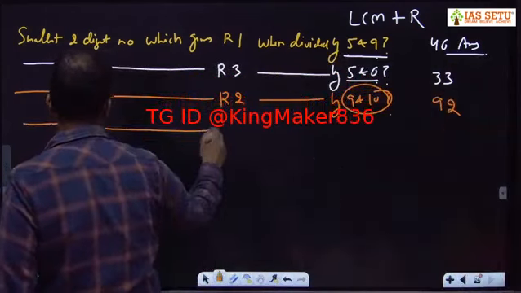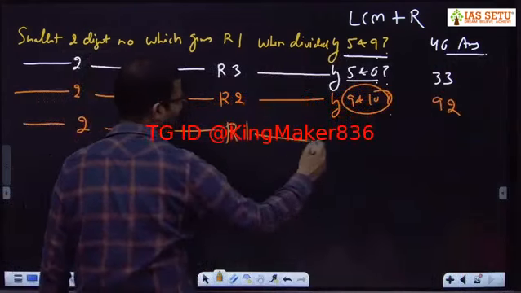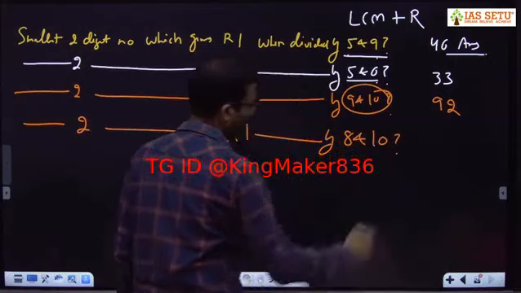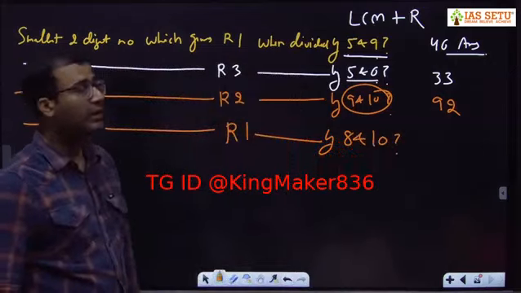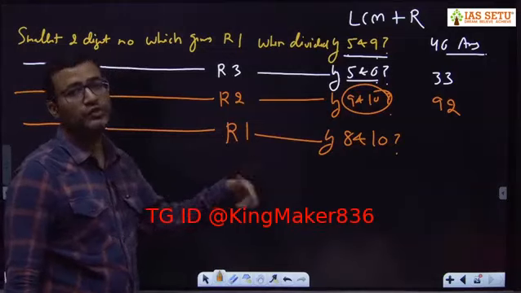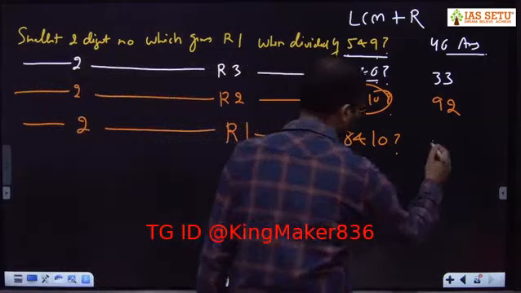Smallest two-digit number which gives remainder 1 when divided by 8 and 10. What is LCM of 8 and 10? 40. Remainder 1. So your answer is 41. Try one more question.